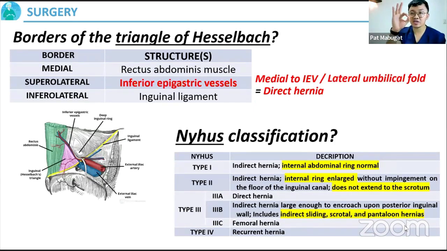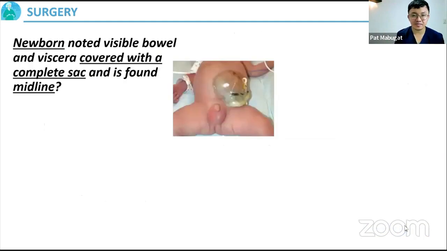Again, Nyhus 1, normal ring. Nyhus 2, large ring, but no bowel contents inside. Nyhus 3B, extends inside, goes to the scrotum. That's 3B. 3A is direct. 3C is femoral, and 4 is recurrent. But more recently, we have been using the European Hernia Society classification. The Nyhus classification is old, but it's still being asked in the board exams. It's very helpful for you to memorize it. Basta normal, enlarged, umaabot sa scrotum, that's 1, 2, and 3B. 3A is direct, 3C is femoral, and 4 is recurrent.